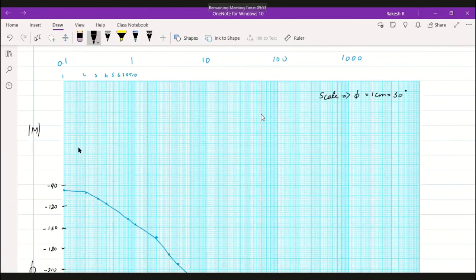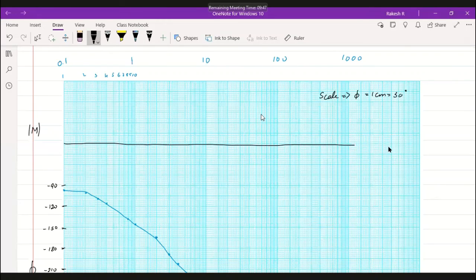Okay. First, what I'll do, first you need to draw a straight line here like this. This is the 0 dB line. Next, you need to take 3 divisions here. First division will be minus 20. Next division will be minus 40. Sorry, this is positive, plus 60 here. This you need to take.